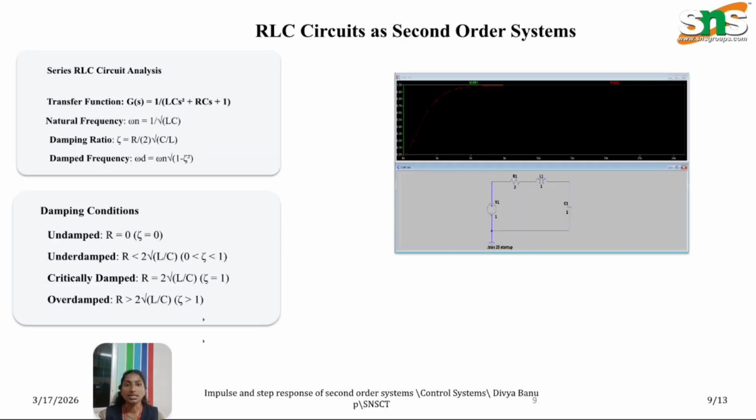Coming to RLC circuits as second order systems. For the RLC circuit, the transfer function is 1 by LC s square plus RC s plus 1. In a similar way, the natural frequency, damping ratio and damped frequency, which is omega d, are taken. Then we have particular formulas to analyze whether the transfer function is under a stable condition or not.